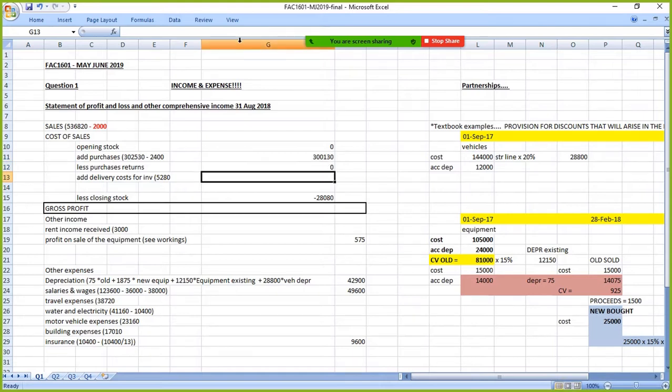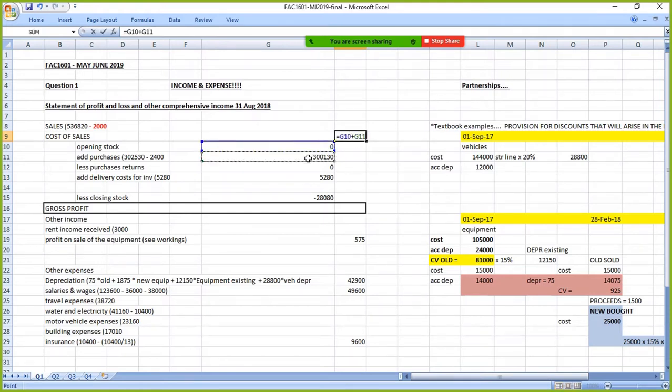No returns. Cost of sales. Opening stock, 0 plus purchases minus nothing plus other costs minus the closing stock. Okay, your sales is that figure. Gross profit is the difference.